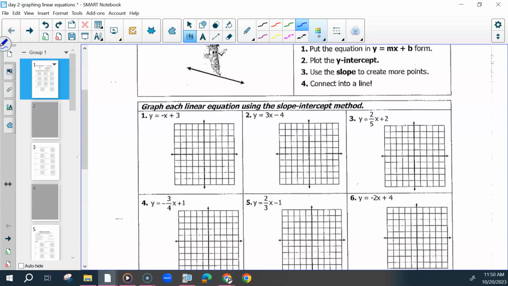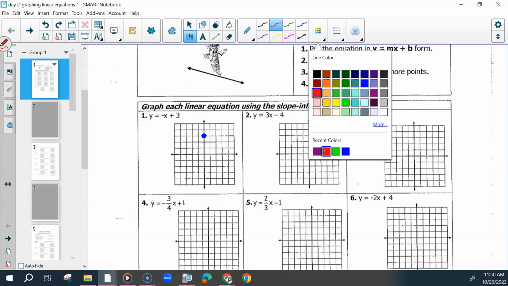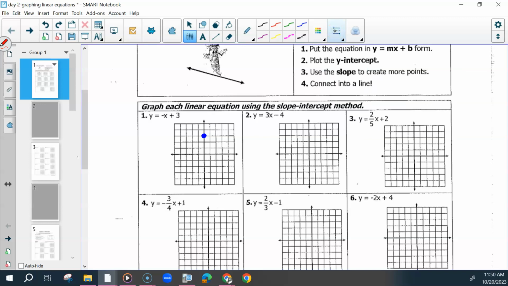What's your y-intercept? 3. We're going to plot a point at 3. Your slope is what? Negative 1 over 1. I did not write that, but okay. So if we have a negative slope, what directions could we go to get it? Down and to the right, or what other directions? Up and to the left. We're going to do both.